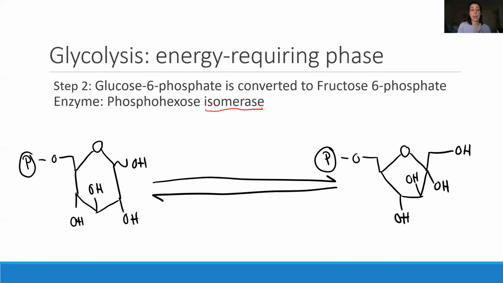You can see it goes from a 6-membered ring to a 5-membered ring. It still has the same number of carbons. You see 1, 2, 3, 4, 5, 6 carbons. So they've just been rearranged so that the ring is kind of shortened and we've made another arm there.